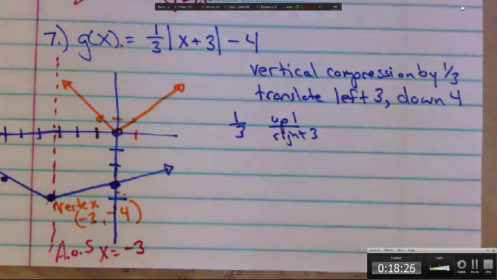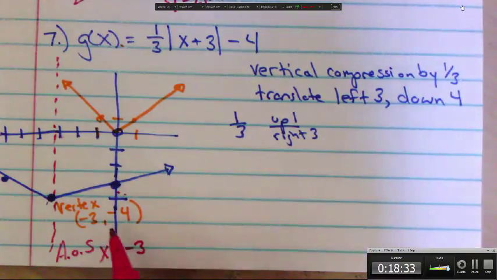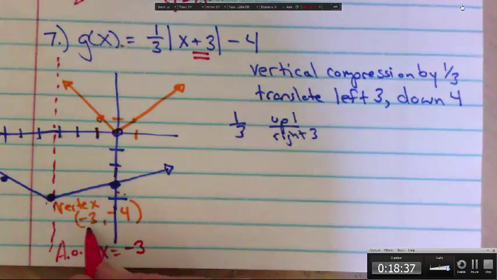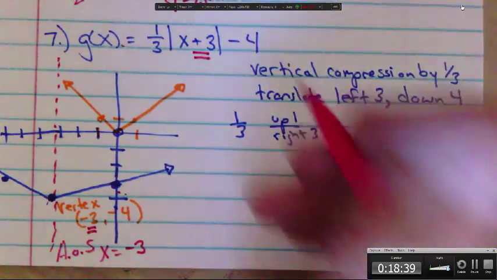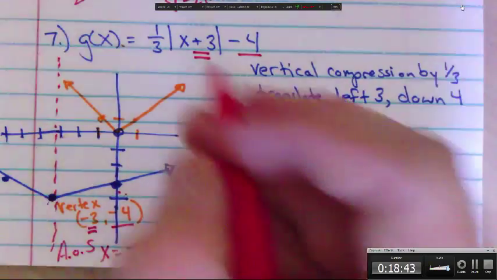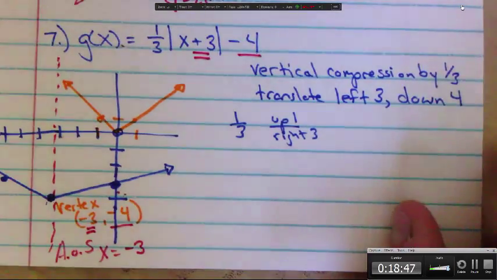That brings us to the next part of the notes where we talk about how to identify the vertex and axis of symmetry without actually drawing the graph. If you look here, this was 3. It turned into negative 3. This was negative 4. It stayed negative 4. So we're always going to change what's inside of here, keep what's on the outside.